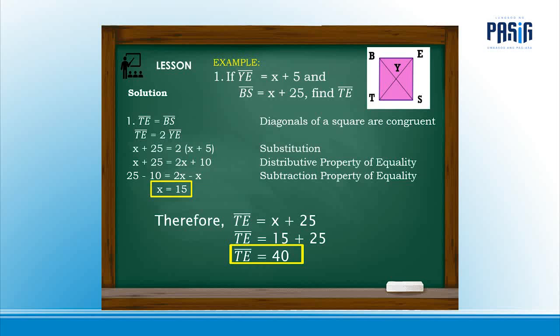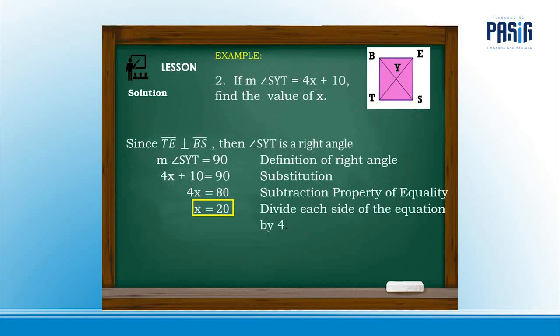Let us have another example. If the measure of angle SYT is equal to 4x plus 10, find the value of x using the given figure. Solution. Since diagonal TE is perpendicular to diagonal BS, then angle SYT is a right angle. So we have the measure of angle SYT equivalent to 90 degrees.